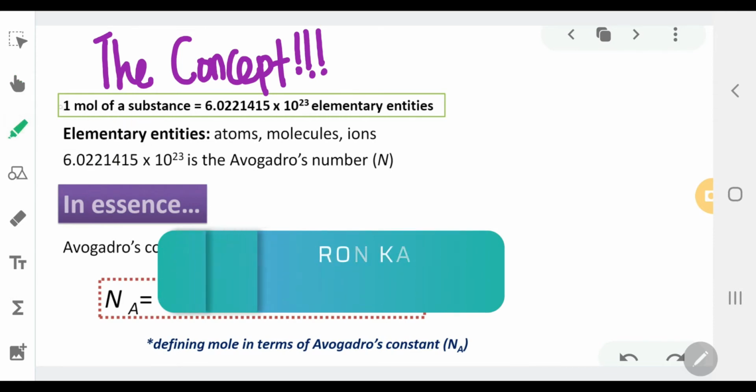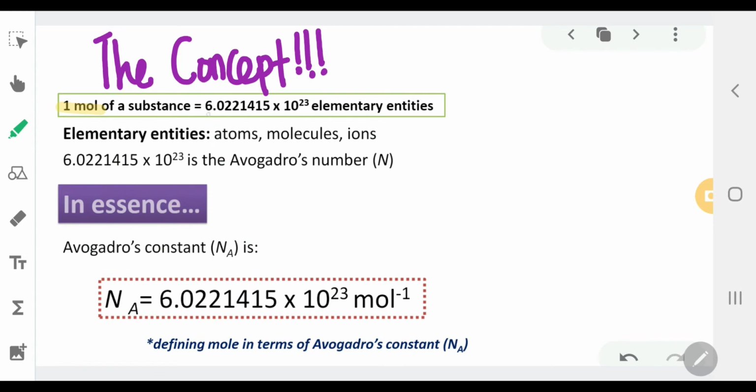The key point over here is 1 mole is equivalent to a very huge number, which is 6.0221415 times 10 to the power of 23 elementary entities. This is, again, I repeat, a very huge number.